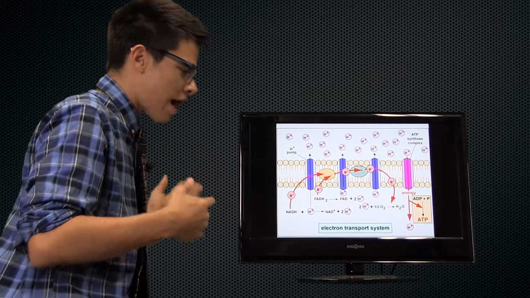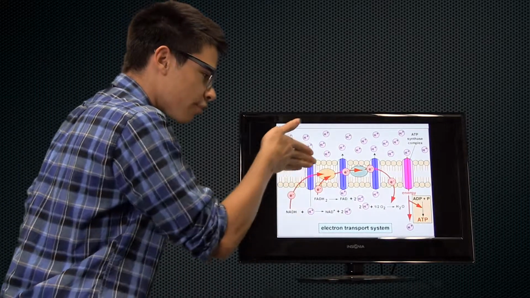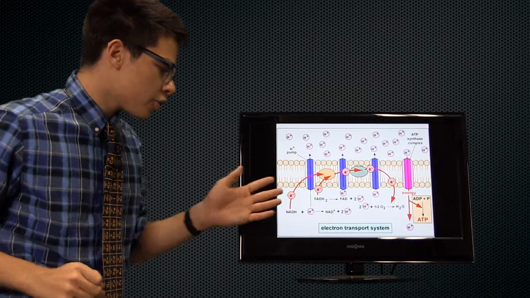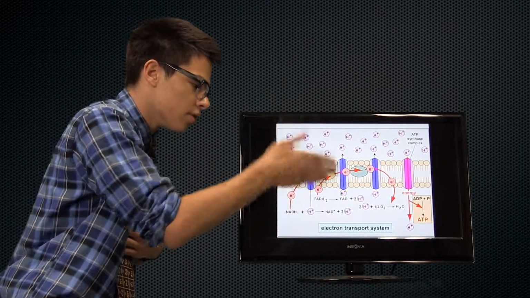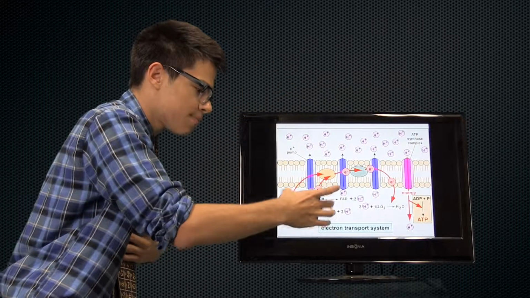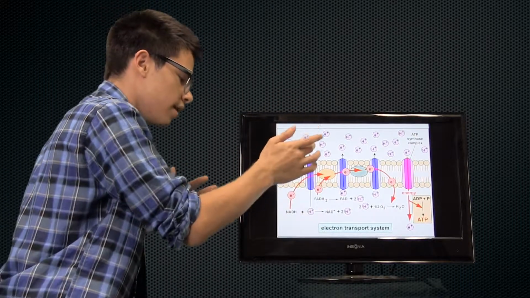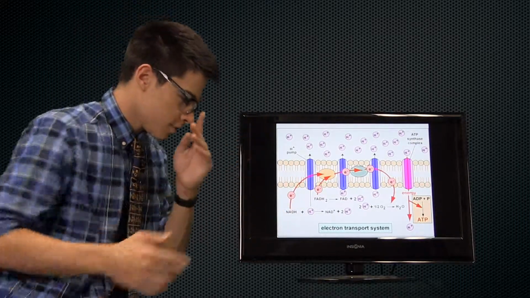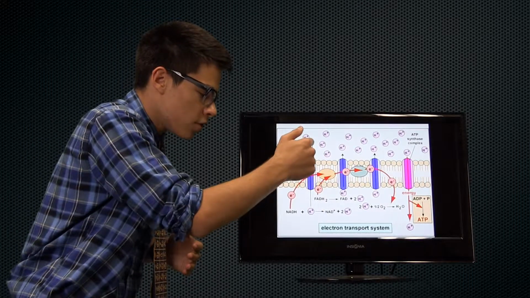They have a long drive. They're really tired. They're ready to get out, and they're going to go through these proteins embedded in the membrane, and they're going to provide energy to pump hydrogen ions out of the membrane, out of the inner membrane space here. They're pumping it out. So what we're doing is we're going against diffusion.